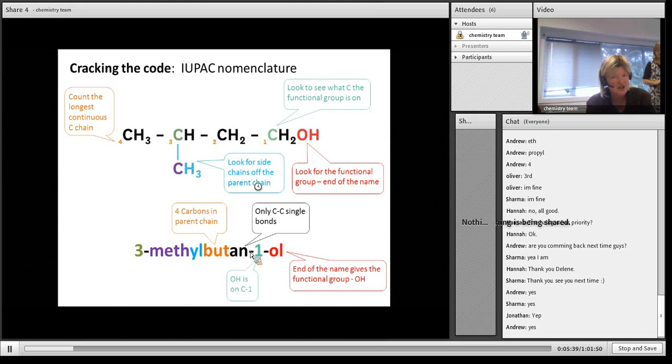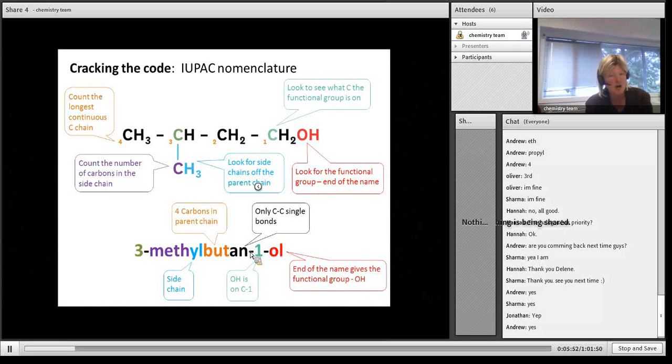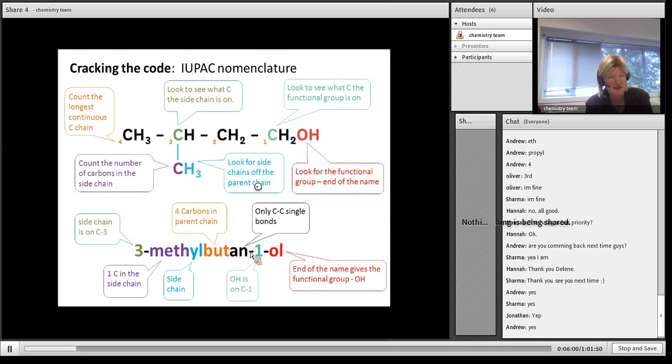Then you look for side chains and you see how many carbons are on that side chain, if it's a carbon side chain and not say a chlorine or something like that. Then you count the number of atoms in that side chain. So the purple shows 1 carbon, so it's methyl. Okay, the yl tells you it's a side chain. And then finally, where is that side chain? So that's a summary of cracking that IUPAC code.